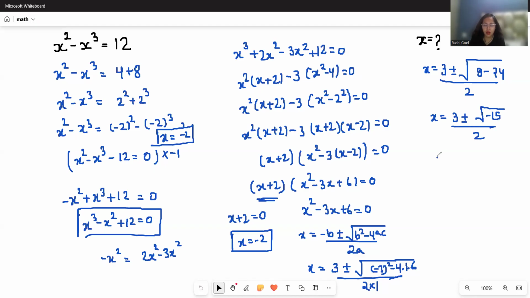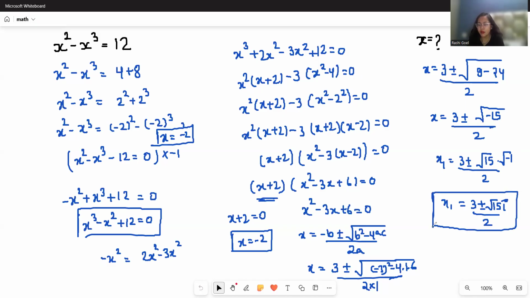So x is 3 plus minus root 15 times root minus 1 by 2. So x is 3 plus minus root 15, and this square root of minus 1 is iota, by 2. So these are two values, and the above value is minus 2. So the only real root is minus 2.